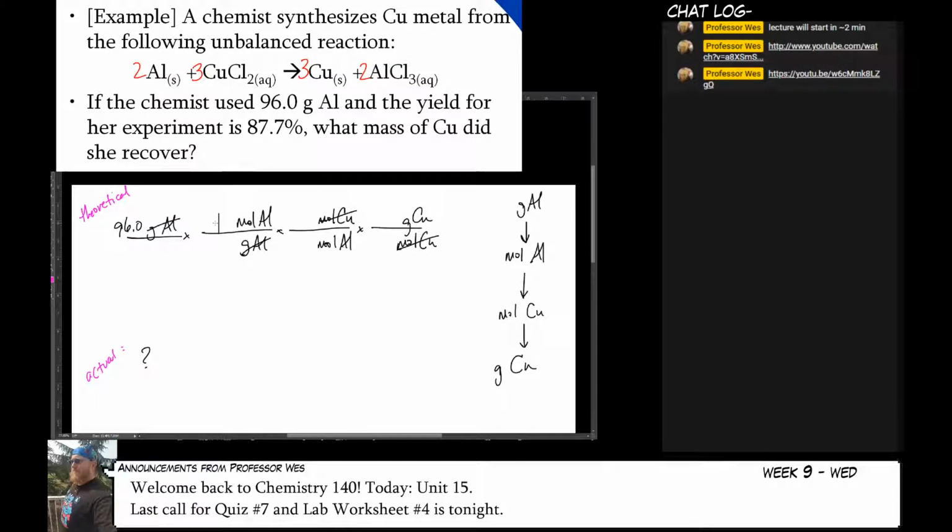And I have a periodic table right here. I really need to get a bigger one of these and just pin it on my wall. 26.98. According to our balanced equation, for every 2 aluminum I put in, I get 3 copper out. And a mole of copper is 63.55. So in theory, I should get this much copper. 339 grams.